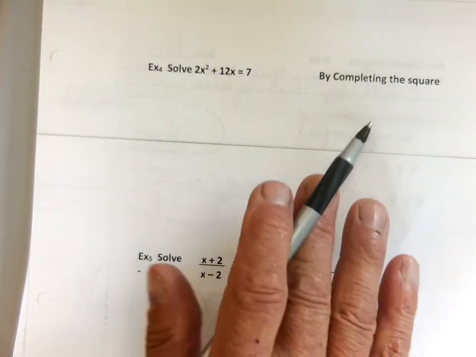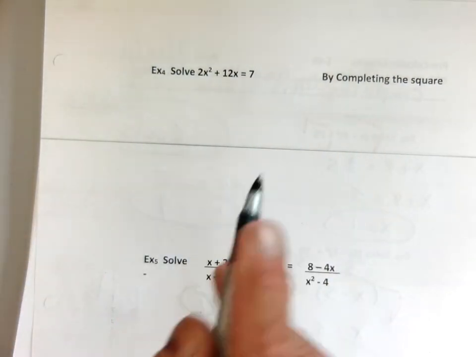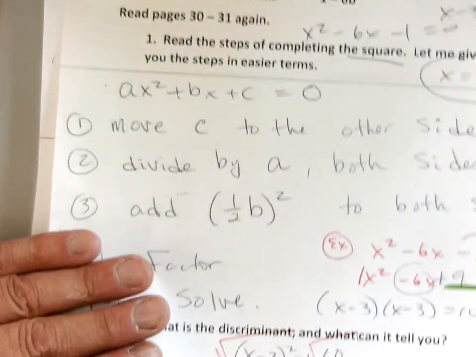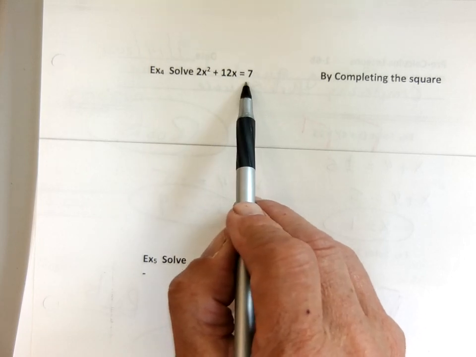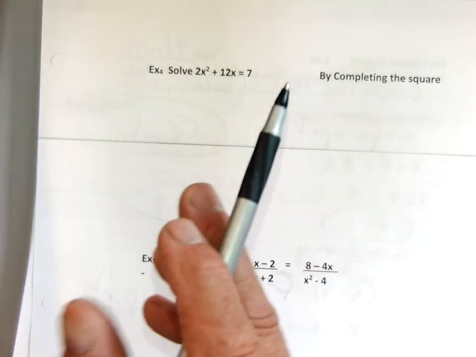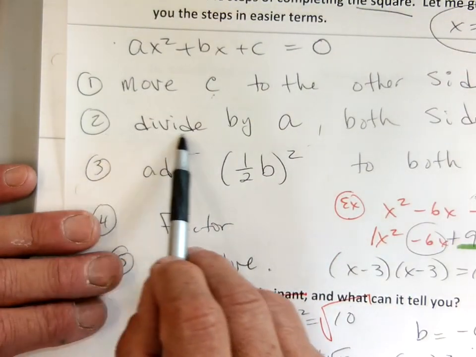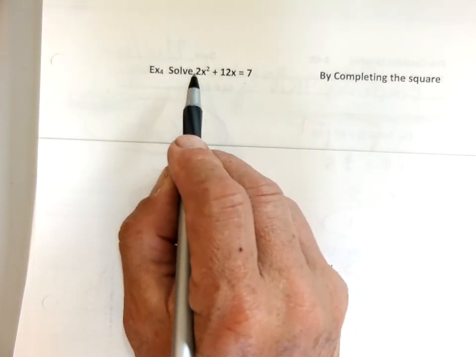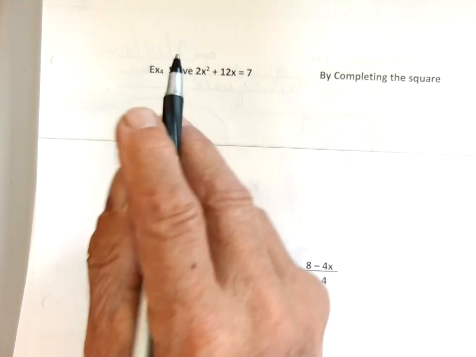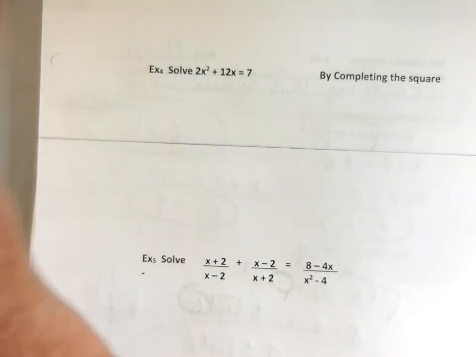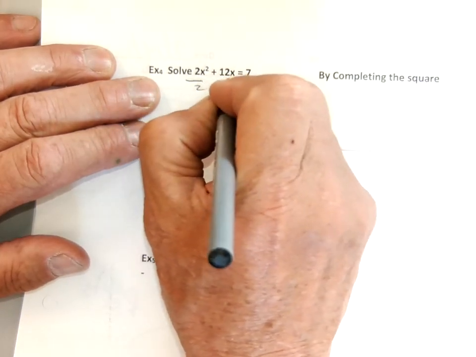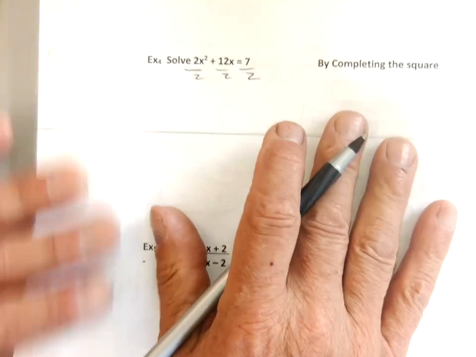All right, so, number 4. Let's see. All right, move C to the other side. It's already been done, right? It's already there, okay? Divide by A both sides. I have an A, I have a 2. So when you complete the square, you really want it to just be x squared. Does that make sense? So I'm going to divide everything by 2. Divide by 2, divide by 2, divide by 2.